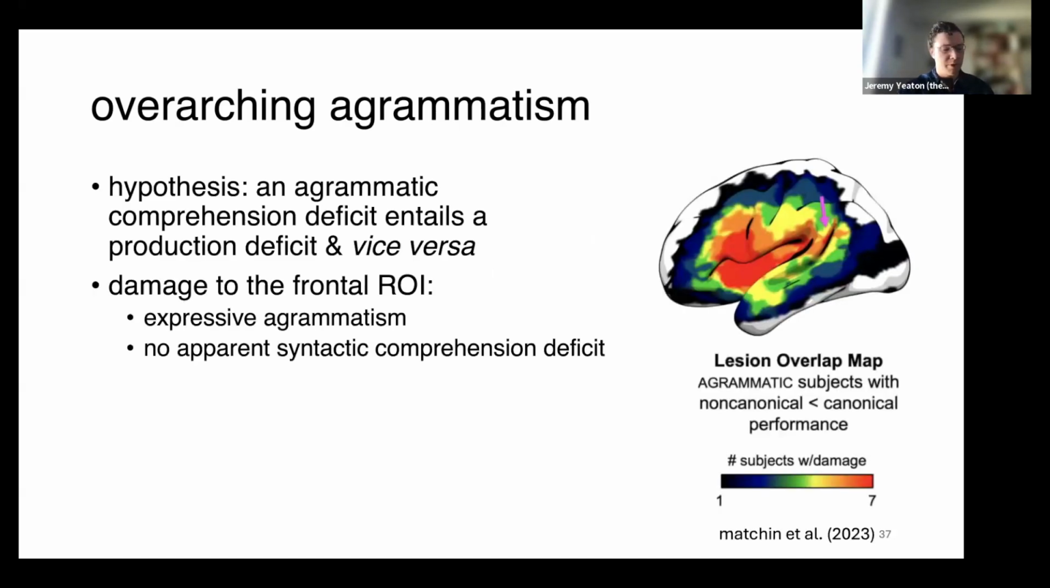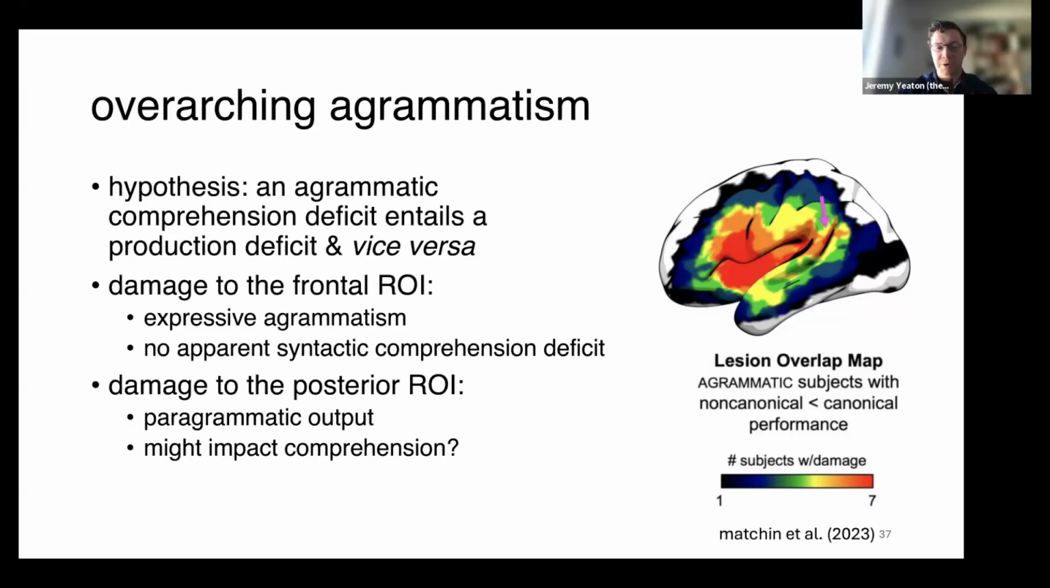William Matchin and colleagues last year released a paper where they found that damage to the frontal agrammatism ROI produced expressive agrammatism, but did not result in an apparent syntactic deficit, or a comprehension deficit rather. However, damage to the posterior ROI, which resulted in paragrammatic output, seems like it might impact comprehension. The participants that showed a deficit in comprehension had posterior temporal damage.